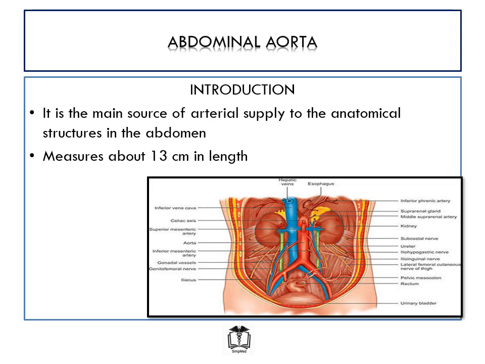So starting off with the abdominal aorta. The abdominal aorta is the largest artery in the entire abdomen. It's the main arterial supply of oxygenated blood to the anatomical structures of the abdomen. It measures about 13 centimeters in length. We'll talk about its extent in the next slide, in terms of how it starts, how it runs, and then eventually how it terminates.